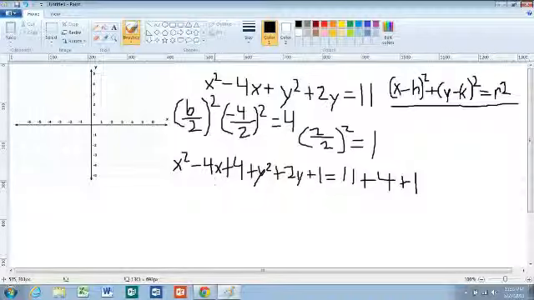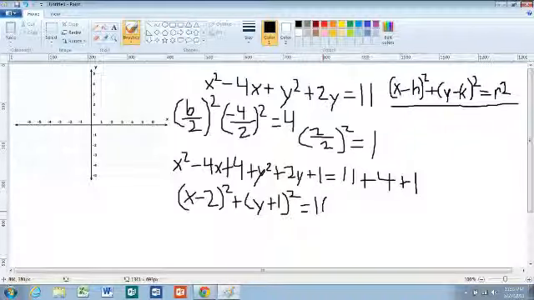We can write it out as x minus 2 squared plus y plus 1 squared equals 16. And now we can graph this equation since we have it in center radius form.